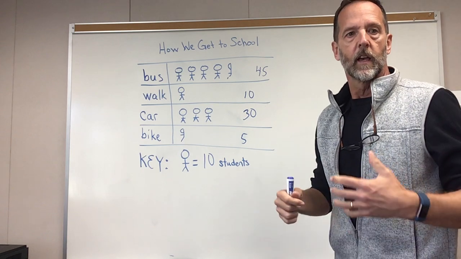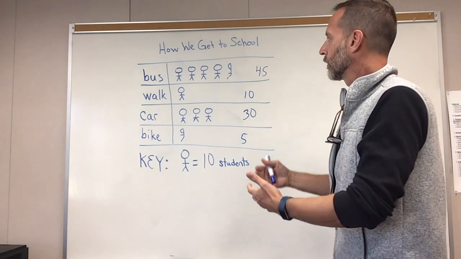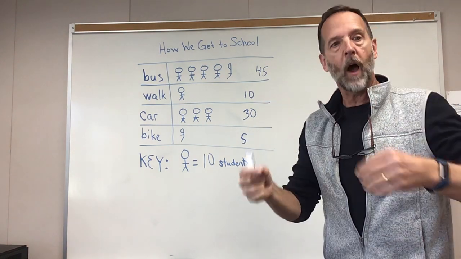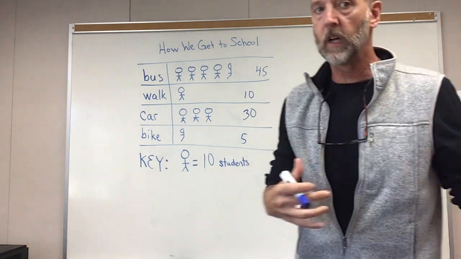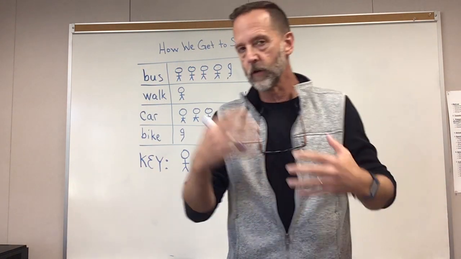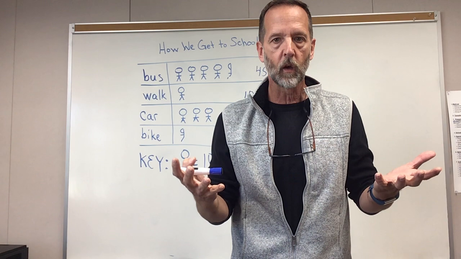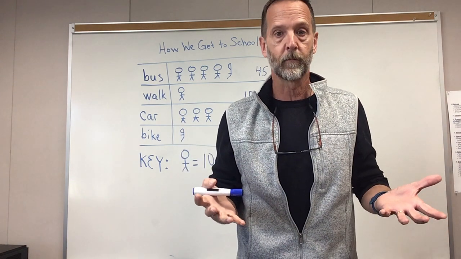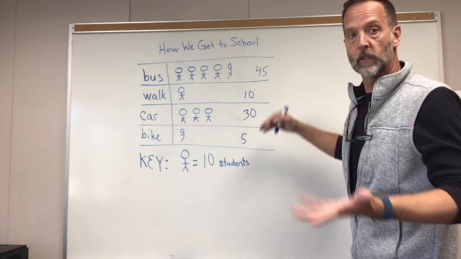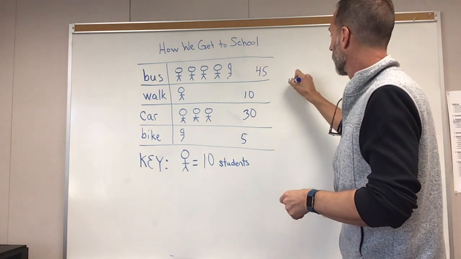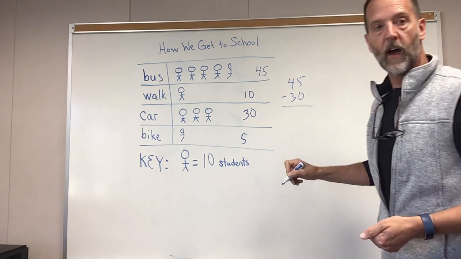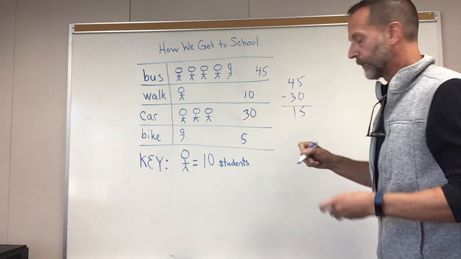What if you were asked how many more children rode the bus than in a car? All right, when you have how many more, or how much more or how much less, you're asked to compare two groups. Whenever you're comparing two groups, okay, you're doing subtraction. How many more are here than here? So I'd want to do 45 minus 30. And 45 minus 30 is 15.